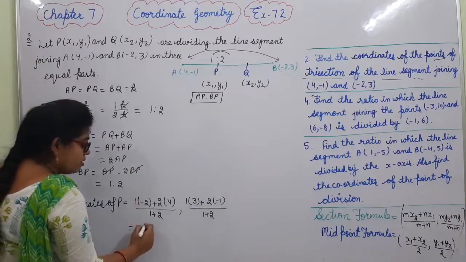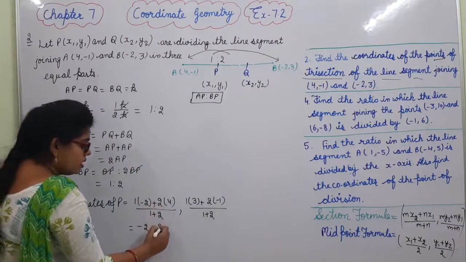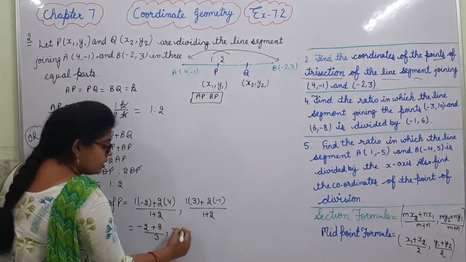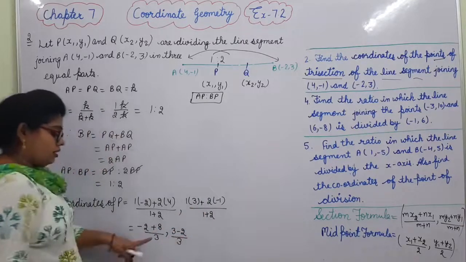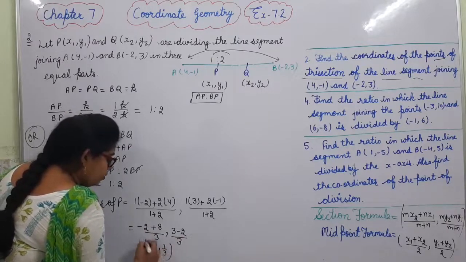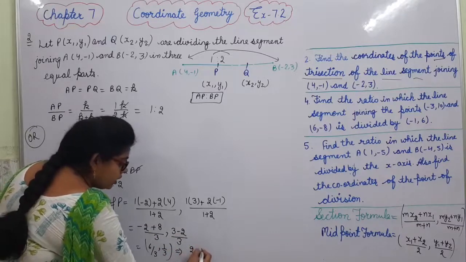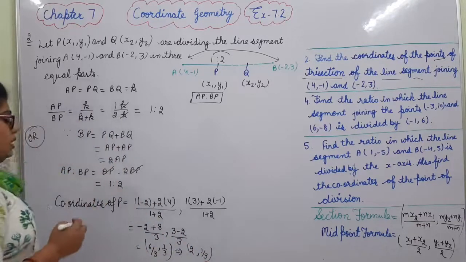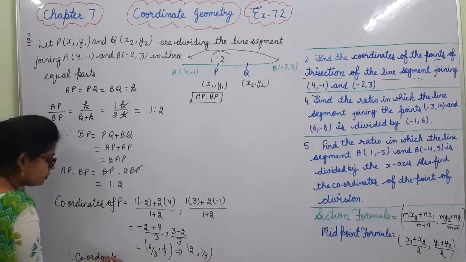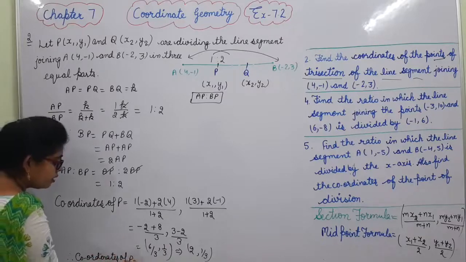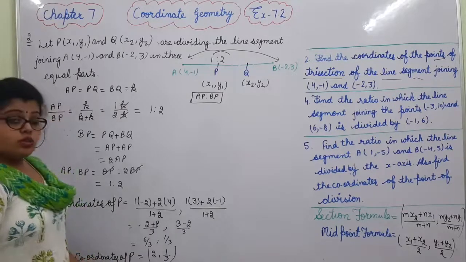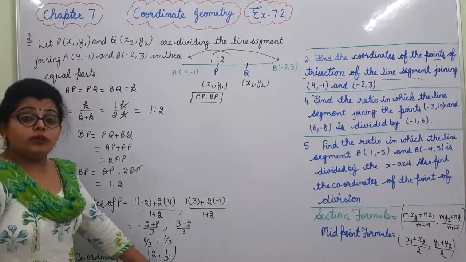Minus 2 plus 8 is 6, divided by 3. Here 3 plus minus 2 is 1, divided by 3. From here 6 divided by 3 is 2, and here 1 by 3. So the coordinates of P are (2, 1/3). This is it, dear students, so the coordinates of P are 2 and 1 by 3.